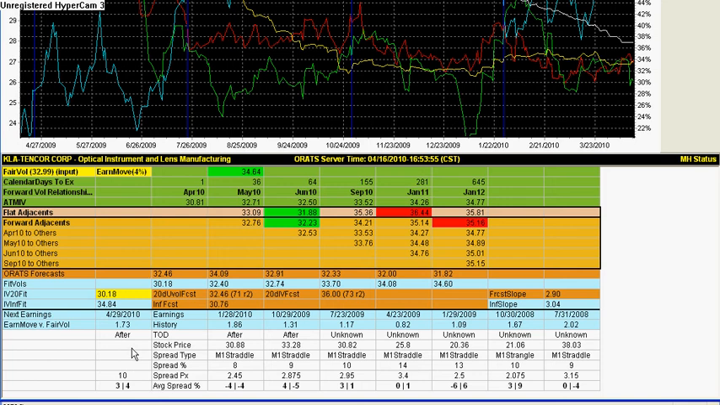So what we do in the earnings table is we say, okay, the last earnings was 128.10. The time of day was after the close. The stock price was 30.8. We were going to look at the month 1 straddle. The spread price was 245, or 8% of the stock price. The stock went down 4% the day before and 4% the day after.